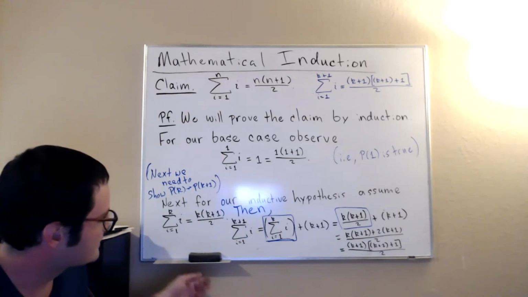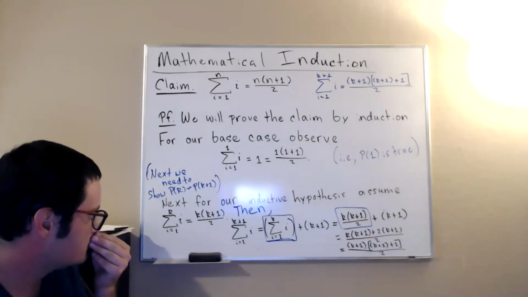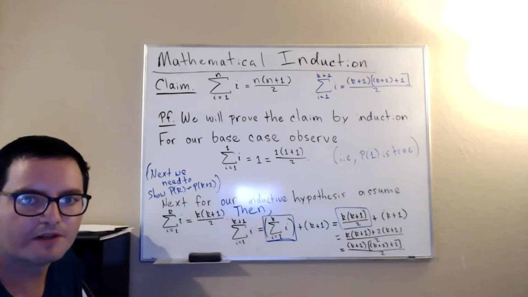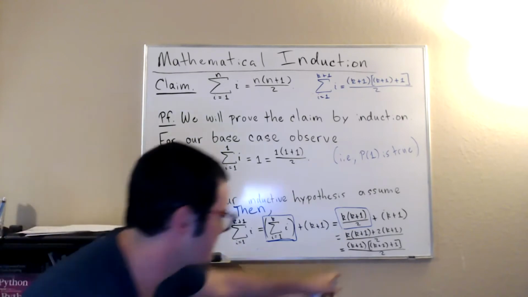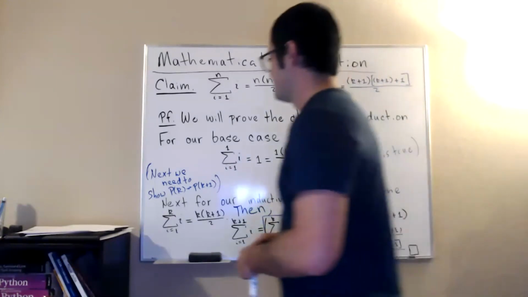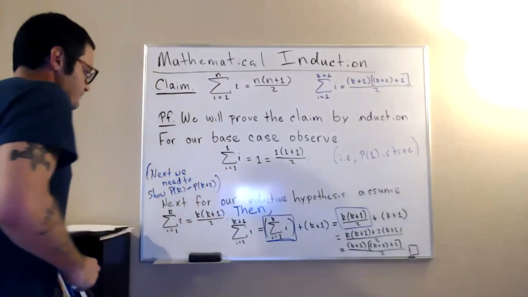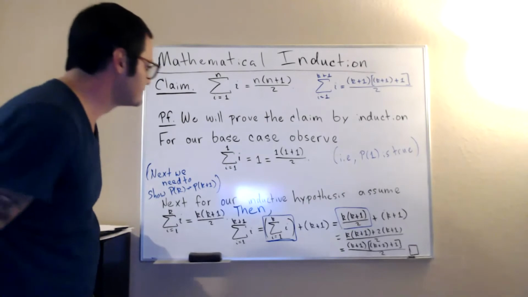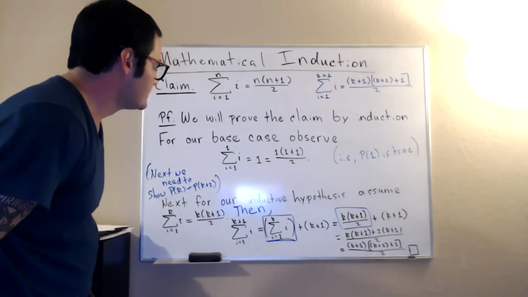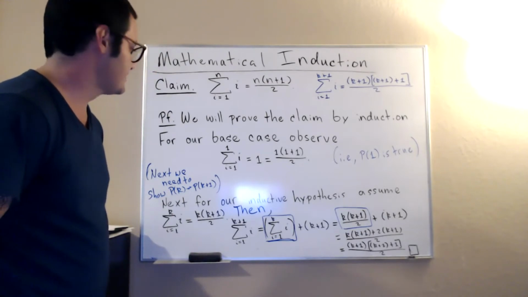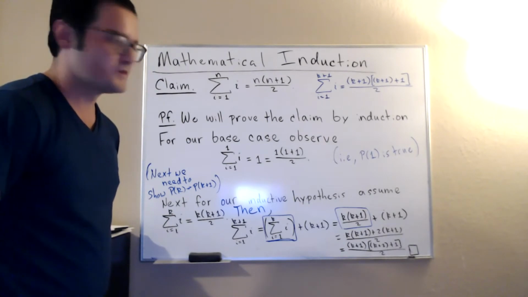So then the next sentence would be something like, hence we are done by induction, QED. Basically, once you show that, you're done. So honestly, I don't like the way that this looks right now. I don't think that it's clear enough for all of you. So I'm going to rewrite it.